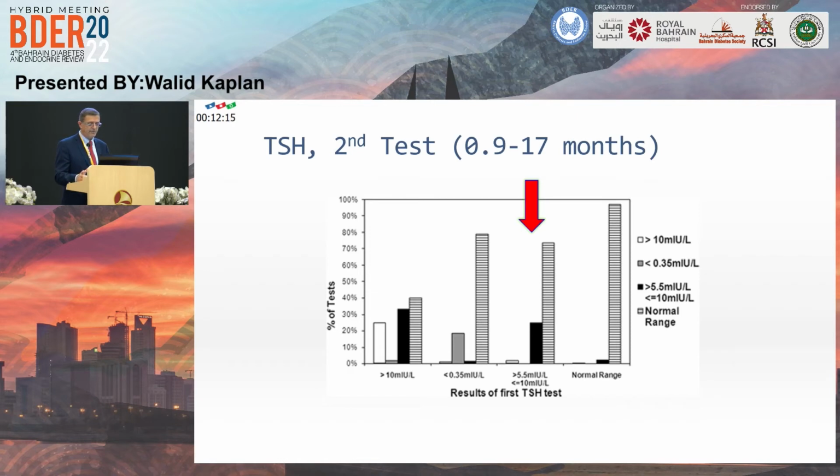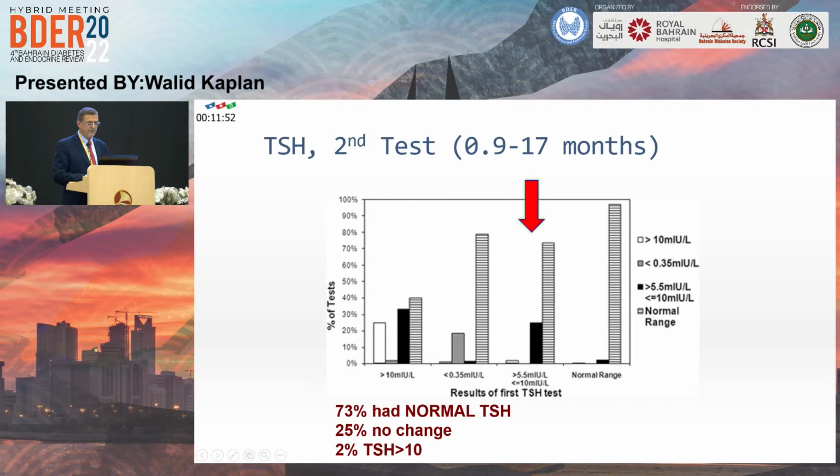If you test your patients and thyroid function test is normal and clinically there is nothing, do not repeat the test. Please do not repeat unless there is clinical justification. So we need to focus on this group. This is the group with a TSH between 5.5 to less than 10. They repeated the TSH. What was the outcome?